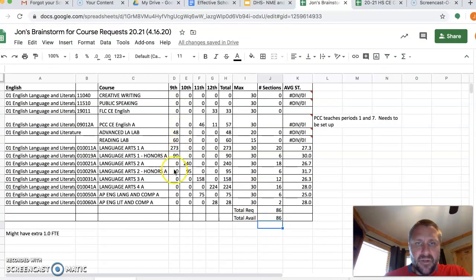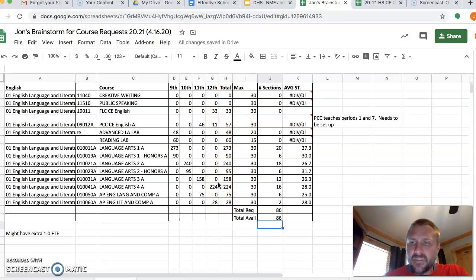And now I have all of my course requests that have been entered through our Infinite Campus system, and it also works in PowerSchool the same way. I've done it through both systems. And you look and say, okay, I've got this total number of students in the 9th, 10th, 11th, and 12th grade, and it gives me a total number of students that have requested those courses.